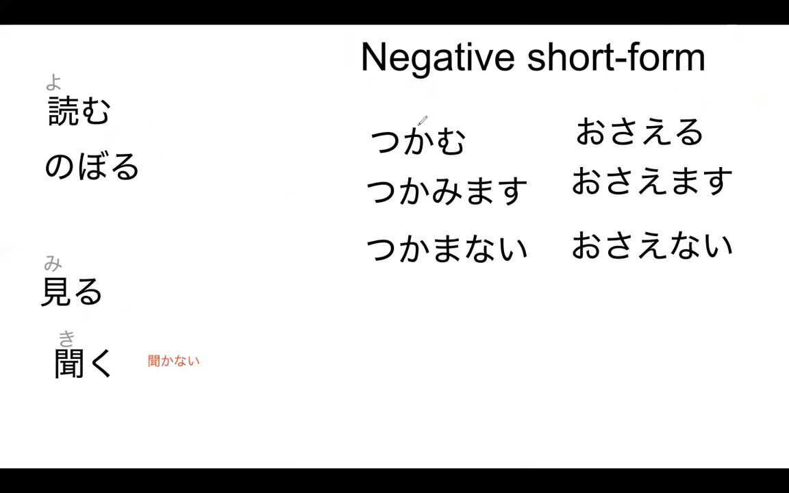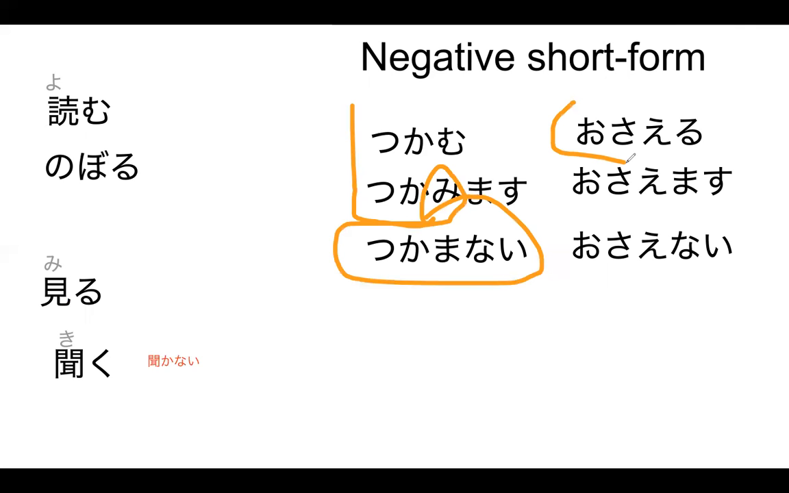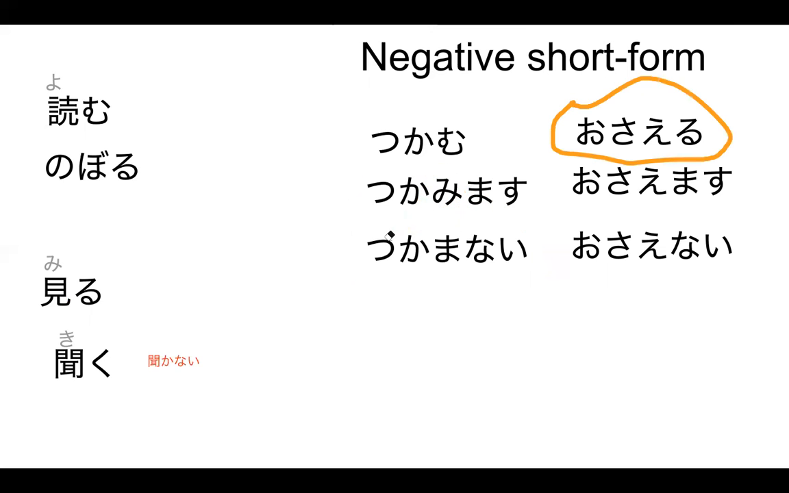So we also have tsukamu, which is tsukamimasu. So tsukamanai means to not grab. Or osairu. Do you remember osairu? It's been a long time since we've seen this word. It's something Jack does to his meganes a lot. Like wipe and clean, kind of. Good idea. It actually means to push something.